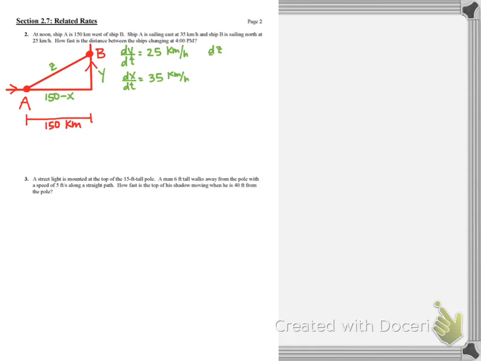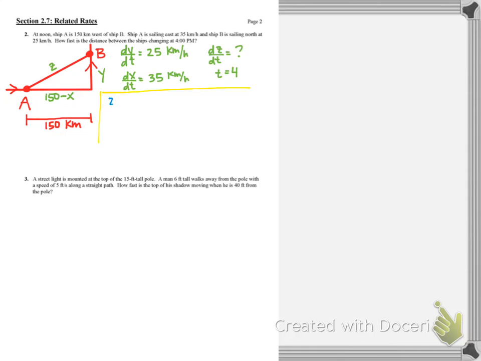I also want to find dz/dt, and that's the rate at which the distance between A and B is changing. I'm given that time is 4, because that is 4 hours after noon, and noon was the initial time that they began.